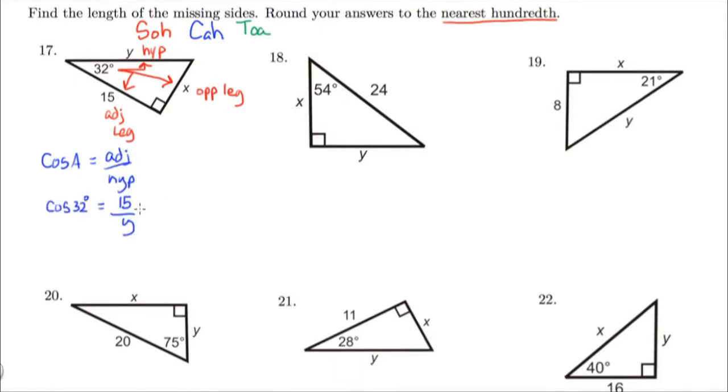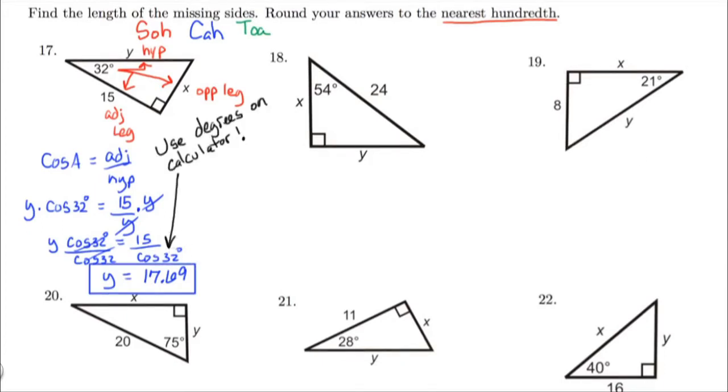Cosine 32 equals 15 over y. I need to solve for y, so I can multiply it to both sides, divide by cosine 32. Now I have to be really careful when we put this in our calculator. We need to make sure that we're in degrees, not radians. So double check your calculator. 17.69 is our answer. To find x, we can use tangent, which is the opposite over adjacent. So tan 32 equals x over 15. I can multiply both sides by 15, and I get 9.37.